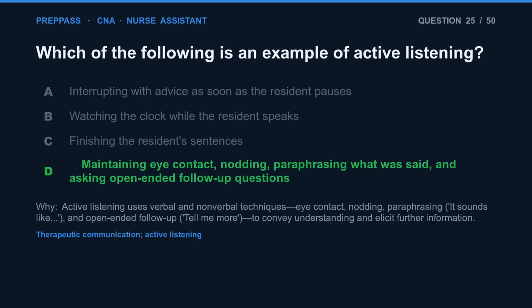The correct answer is D. Active listening uses verbal and nonverbal techniques: eye contact, nodding, paraphrasing ("it sounds like"), and open-ended follow-up ("tell me more"), to convey understanding and elicit further information.